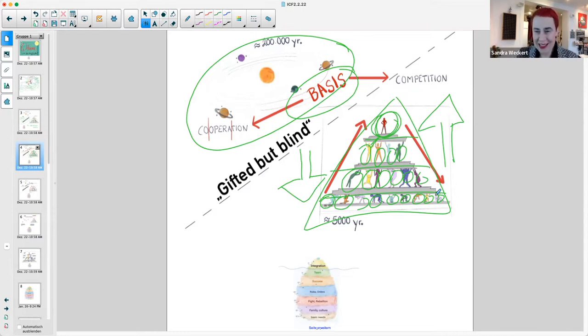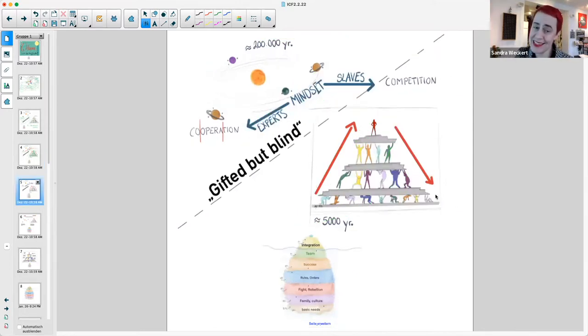Yeah. So this is very important to understand that these are two forms of hierarchy. One is based on cooperation and one is based on competition. And this has consequences, yeah? Because both forms need a mindset in order to exist. Yeah? So don't take it personally. It's just that the mindset is created because the system structure needs this mindset.